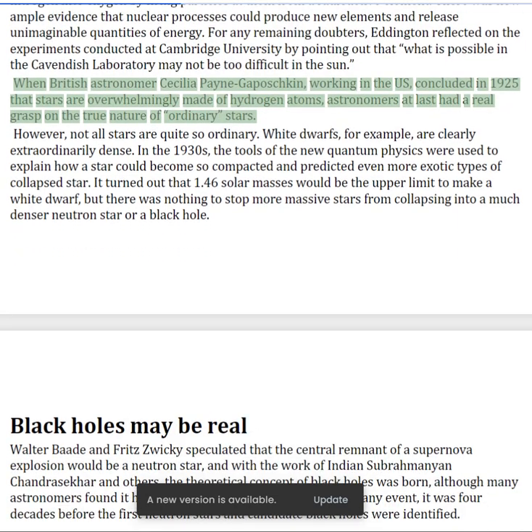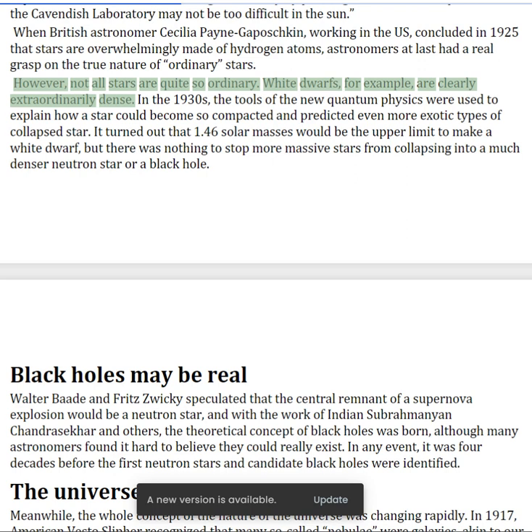When British astronomer Cecilia Payne-Gaposchkin, working in the US, concluded in 1925 that stars are overwhelmingly made of hydrogen atoms, astronomers at last had a real grasp on the true nature of ordinary stars. However, not all stars are quite so ordinary. White dwarfs, for example, are clearly extraordinarily dense.